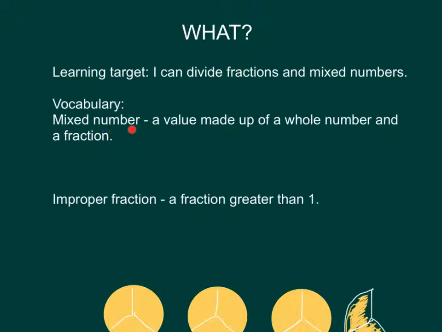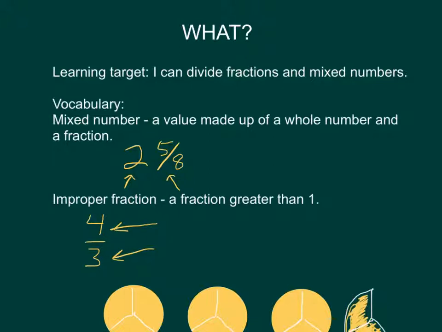A mixed number, a value made up of a whole number and a fraction, such as 2 5/8. That's a mixed number. Whole number, fraction. Next vocabulary word, improper fraction. A fraction greater than 1. Okay, so a fraction greater than 1 looks like this. 4/3. It's any time the numerator is bigger than the denominator. And that's more than one whole.